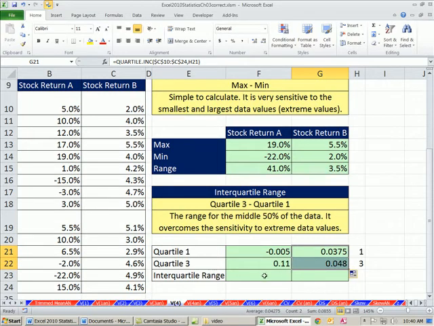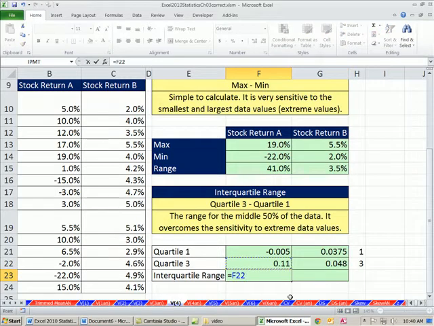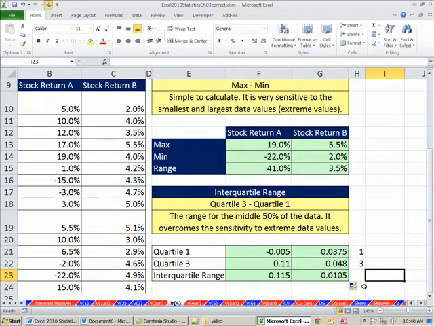Now interquartile range is just the range for the middle 50%. So I'm going to say equals the bigger one, quartile 3, minus the smaller one, quartile 1. So with this measure, we're eliminating some of the bigger values. We get 0.115 and 0.01, so about 11.5% if we were to format that, or about 1.5% if we were to format that. So here we can, in both of these measures, see that the variation or dispersion or spread in the data is much greater for stock A than stock B.